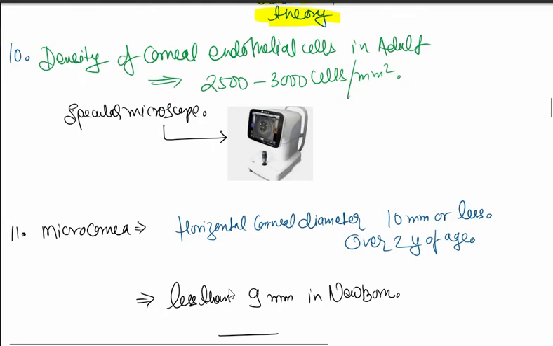Next one, density of corneal endothelial cells. It is calculated by the specular microscope, and the normal density is 2500 to 3000 cells per square mm.